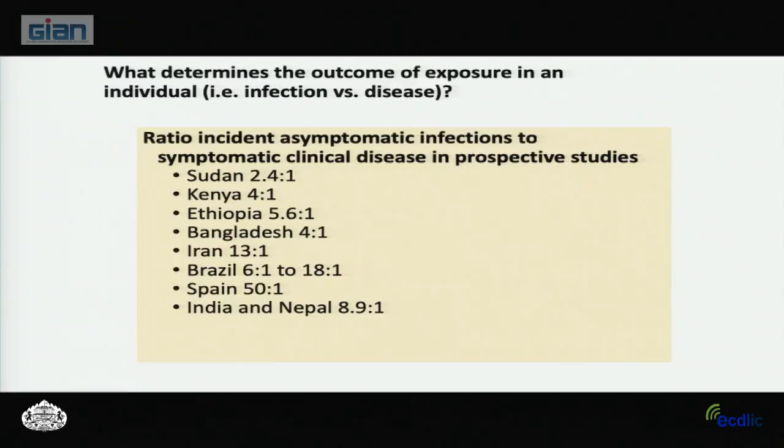Yeah, I don't know really. In Spain, 50:1, and Sudan 2.4:1. Oh, Spain. A huge variation. Yeah, well, remember, that's a different parasite. That's not Leishmania donovani. That's Leishmania infantum, which is opportunistic. So healthy adults can get infected with Leishmania infantum, and they're not going to develop disease. It's only young children or immunocompromised people. Okay, so that's why it's so high there. But it's more similar in the African countries and India and Nepal. That's Leishmania donovani.